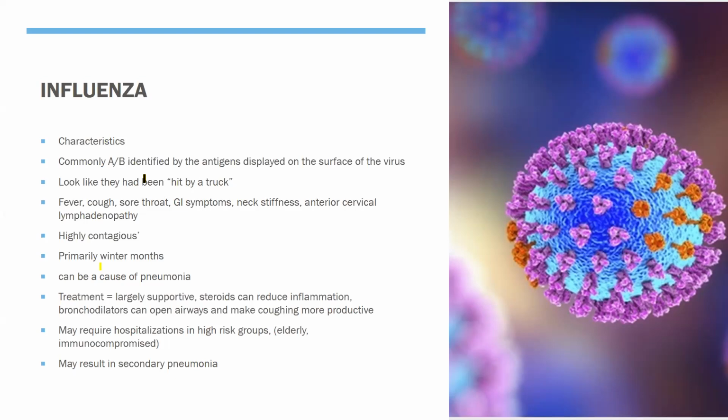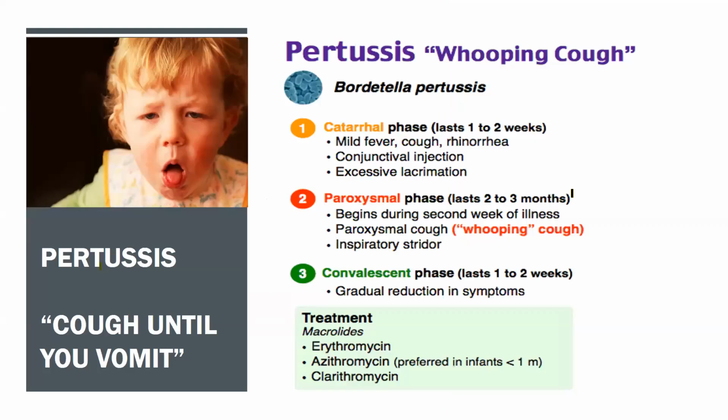The treatment is largely supportive. Fluids, right? We've all had the flu. It's like, oh yeah, you got the flu. Okay, great, go home. You can use Tamiflu, right? Not highly effective. It reduces the duration of the flu symptoms by 8 hours and has a lot of side effects. Treatment's largely supportive. You can use steroids to reduce inflammation. You can also use bronchodilators to make the coughing more productive. You may hospitalize your high-risk groups like the elderly, and it may result in secondary pneumonia.